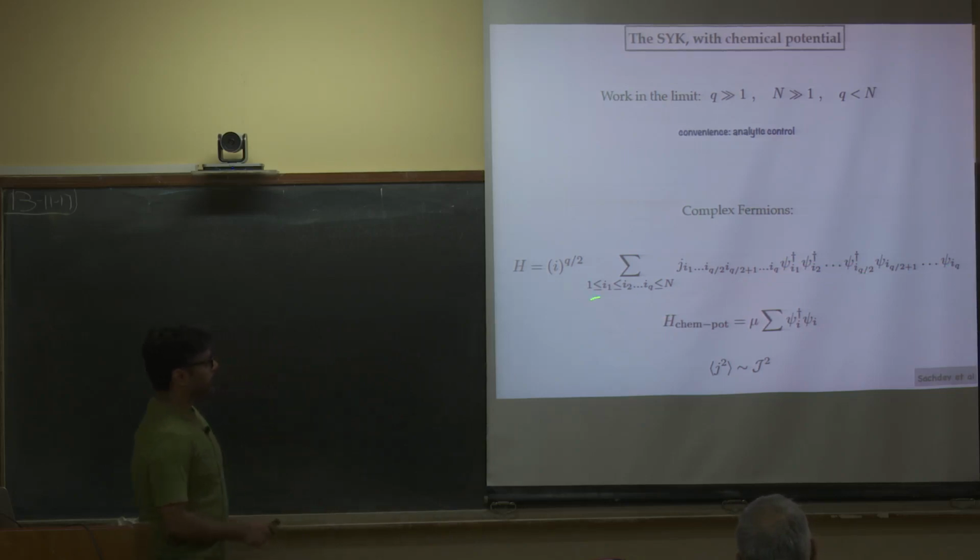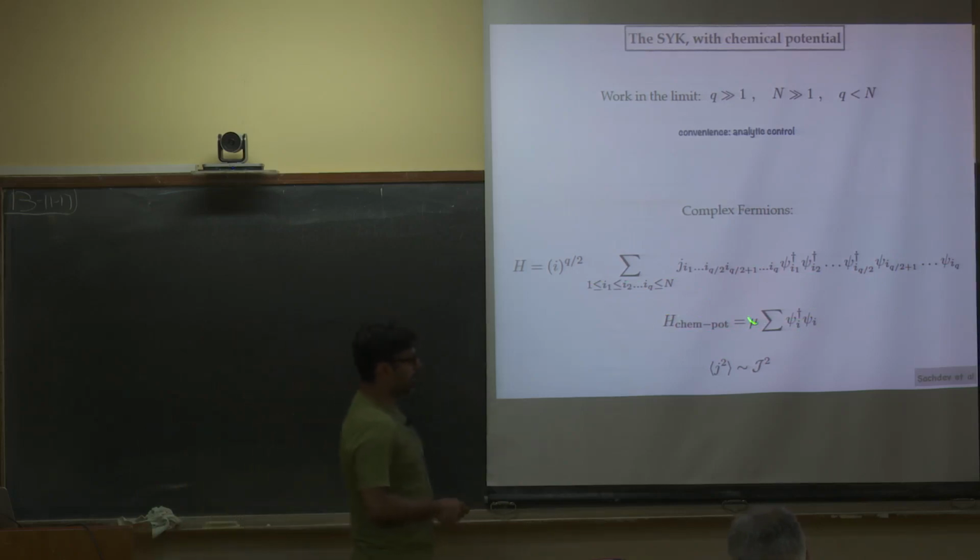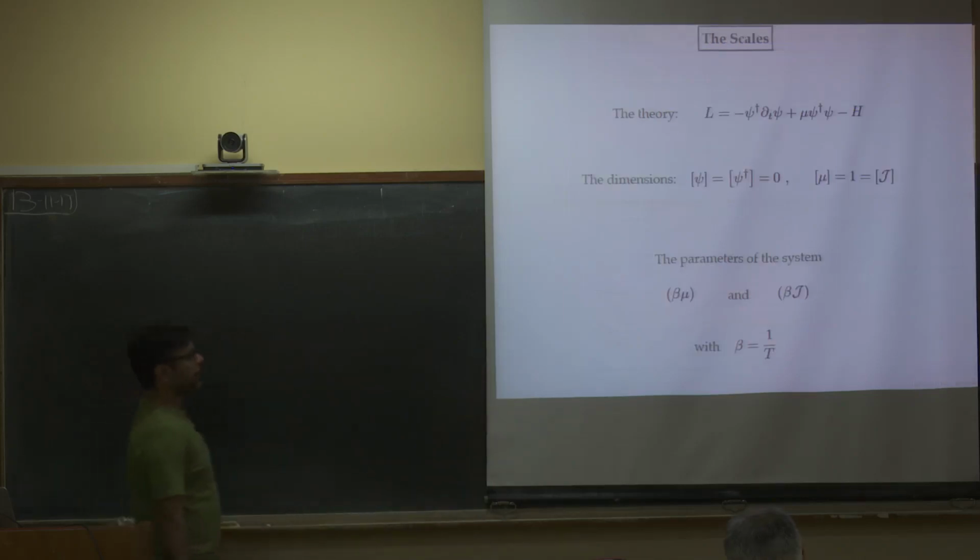And the reason for doing this is because if I consider complex fermions, then it becomes very easy to introduce a term like this, which is actually like a mass term, or alternatively you can reinterpret it as a chemical potential. And again, these couplings will be drawn from a random distribution such that this J squared is essentially proportional to this curly J squared, etc. So that's the basic model.